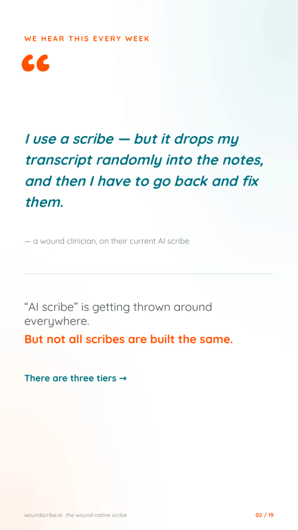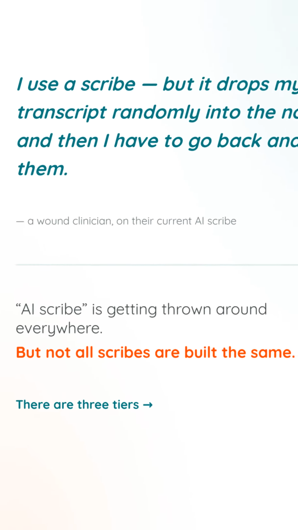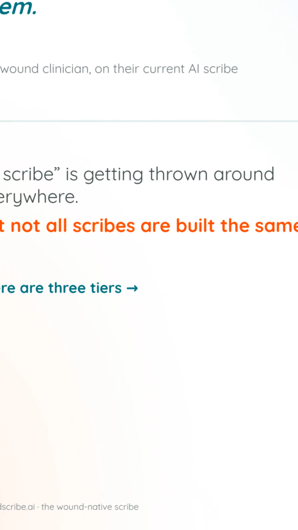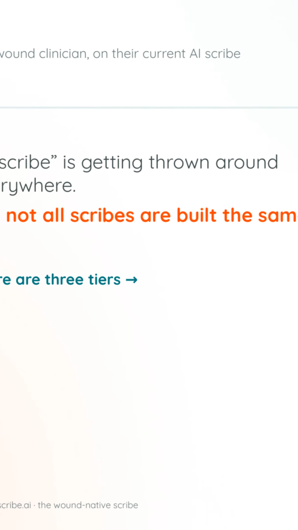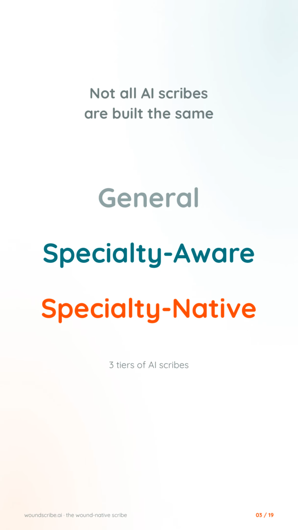Not all AI scribes are built the same. There are three tiers. General, specialty aware, and specialty native. Each one deeper than the last. Specialty native in orange is the destination we're building toward.